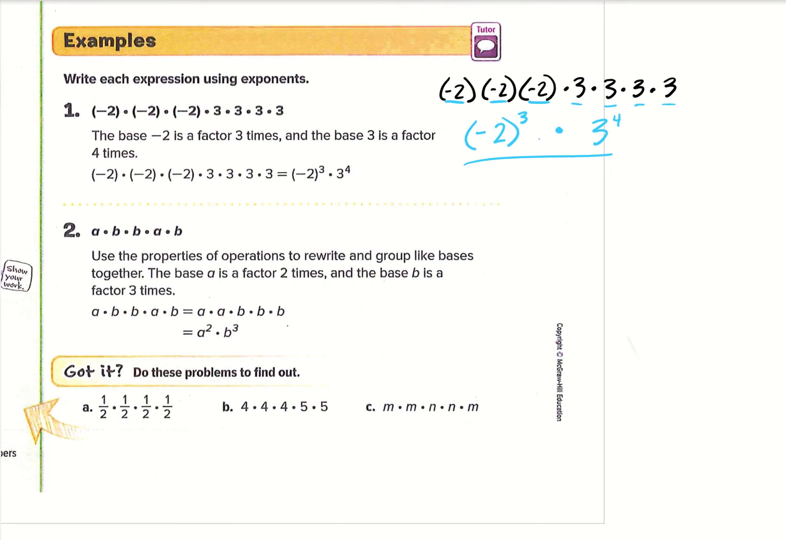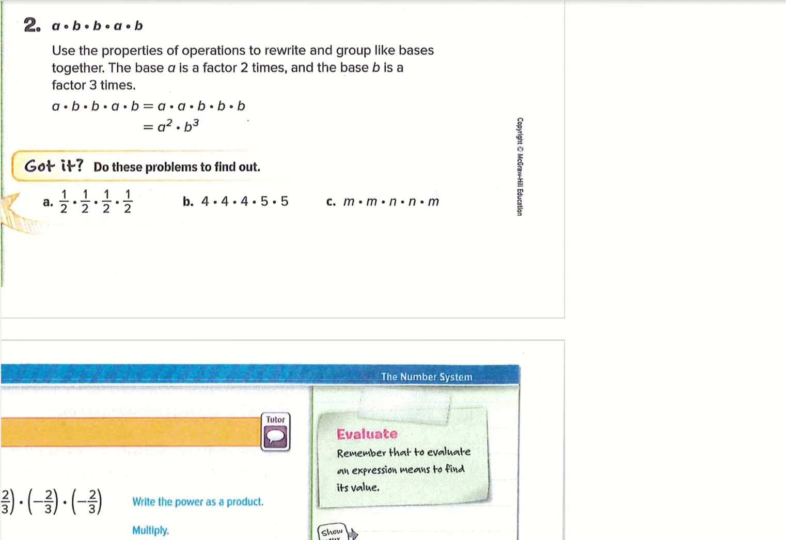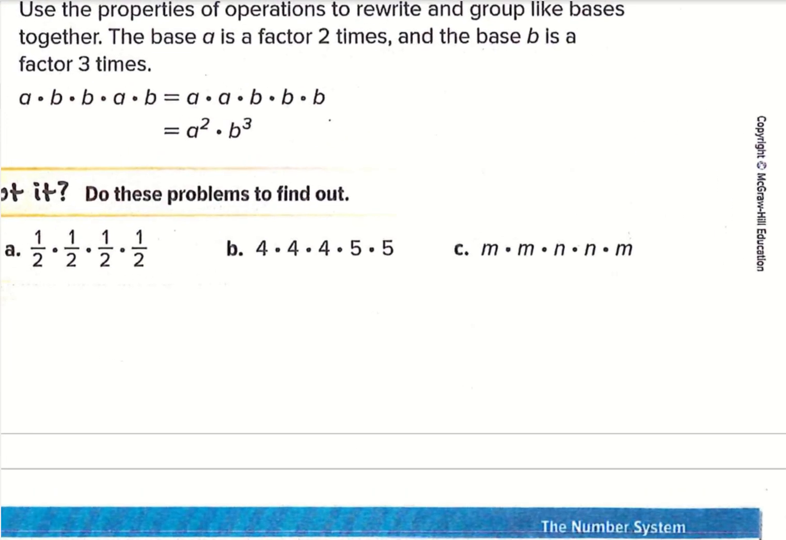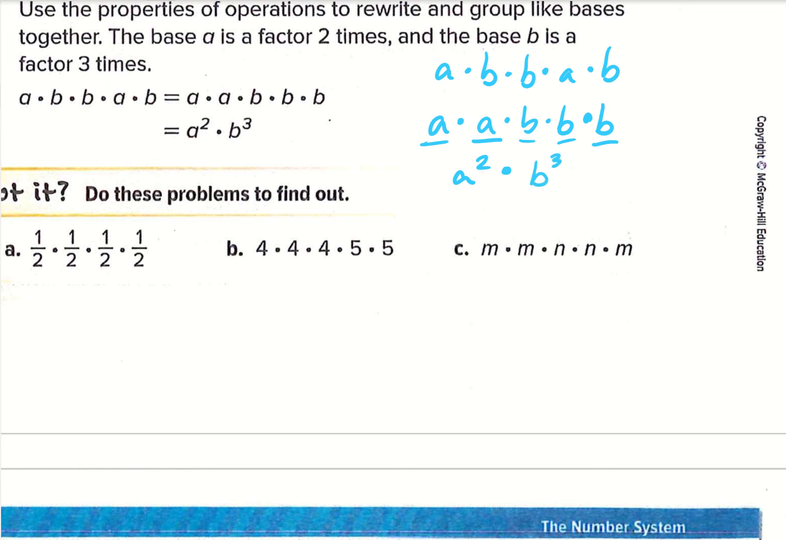We can do the same thing with letters, or variables. When we look at x's and y's, sometimes we're going to see this as well. So we have a times b times b times a times b. We can change the order so that we get them all nicely sorted. So we have a times a times b times b times b. And now again we're just counting how many times each one shows up. So a shows up twice, so the exponent is 2, and we're multiplying that by b 1, 2, 3 times, so it's b to the third. And that'll be your final answer for this one.